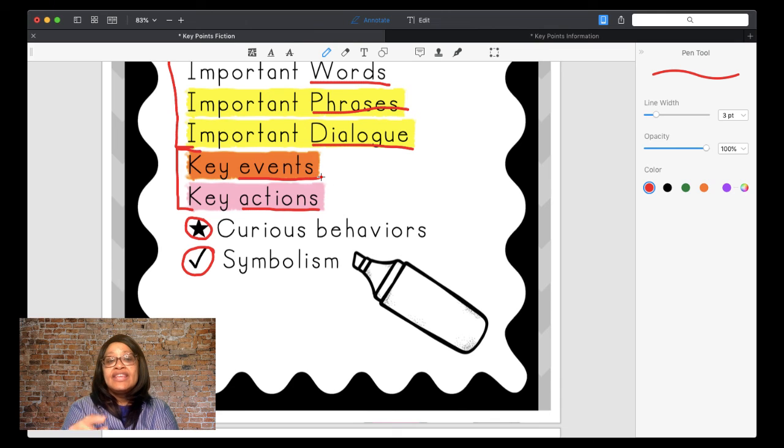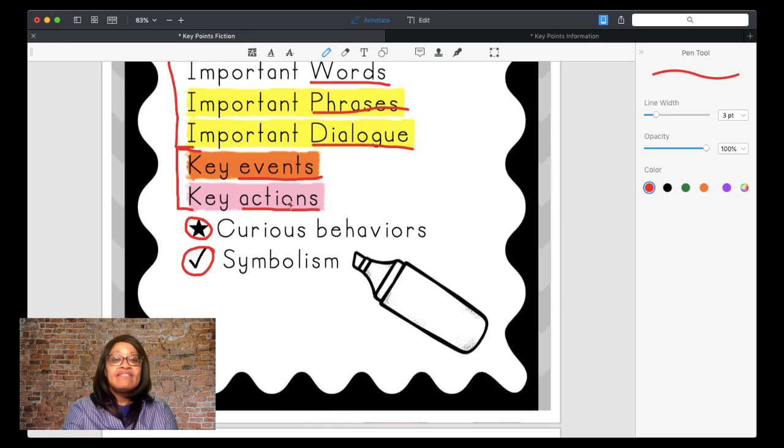So maybe this particular event caused a subsequent event, or the ending happened like that because of this key event. So now we're teaching students how to make connections across the text, looking at these different events and how they are related and how they are affecting subsequent events, and thus the ending or the character's curious behavior, because maybe the curious behavior is a result of a key event.